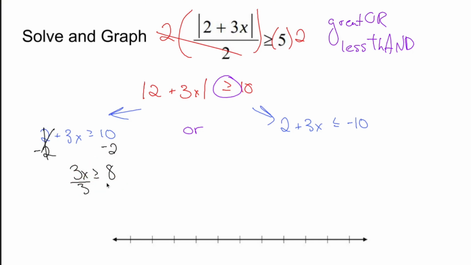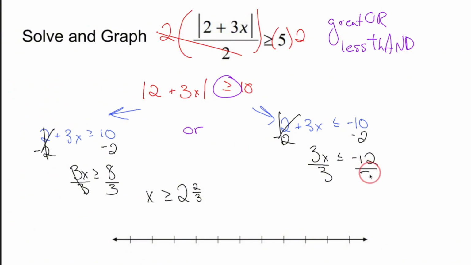Divide by 3, divide by 3, and you get x is greater than or equal to 2 2/3, 2.666, whatever. You do this one the same way. Minus 2, cross you out. 3x is less than or equal to negative 12. Divide by 3, cross you out. And that gives you a nice x is less than or equal to negative 4. Again, the word in between is or.